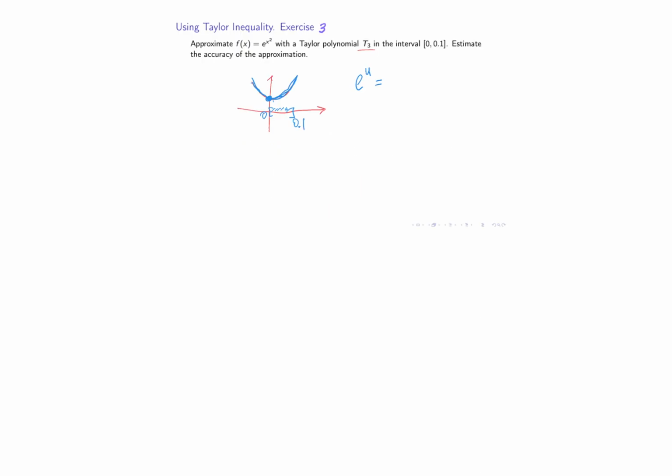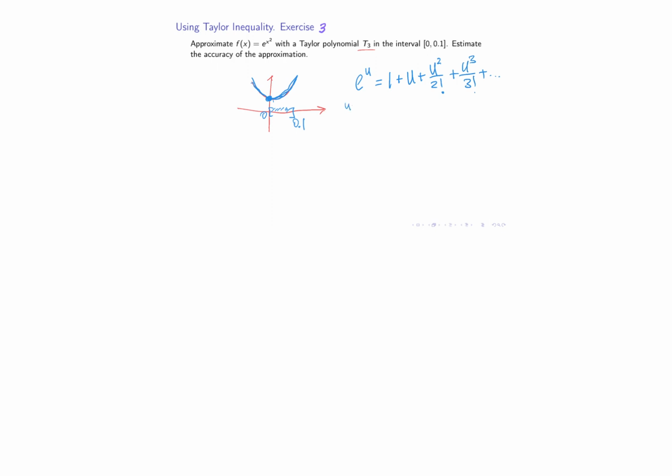Let's start with the Taylor series for e to the u near u equals 0. This is a standard Taylor series which we are already familiar with. It's 1 plus u plus u squared over 2 factorial plus u cubed over 3 factorial plus so on. So it's one of those series that everybody knows.